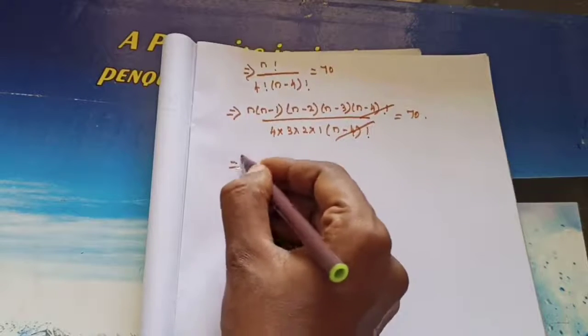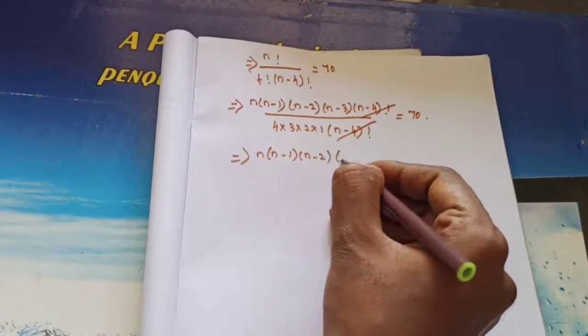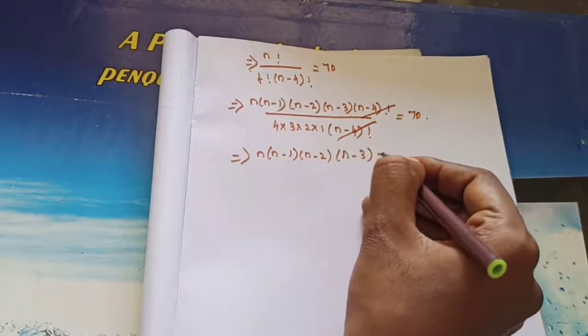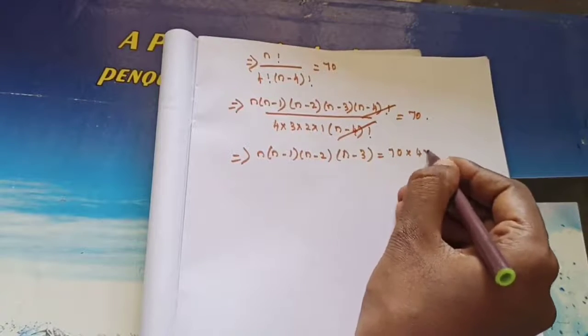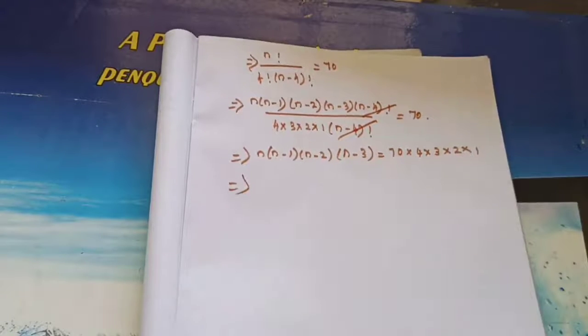Now you cross multiply. N into N minus 1 into N minus 2 into N minus 3 equal to 70 into 4 into 3 into 2 into 1. Okay. Now from this you need to find the N value. Is it right?